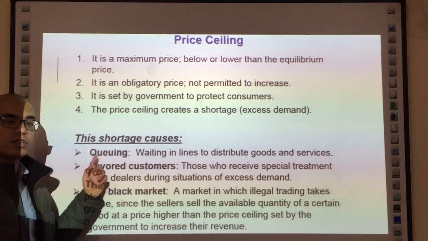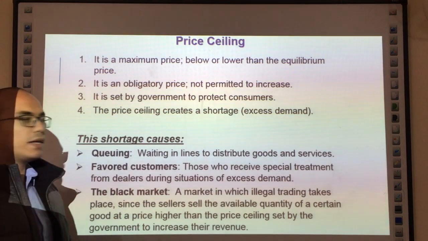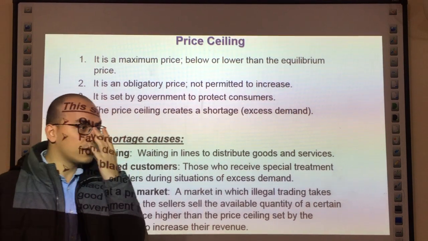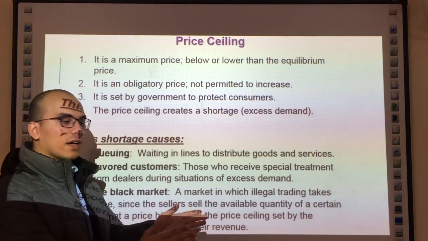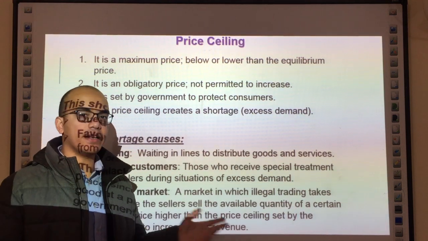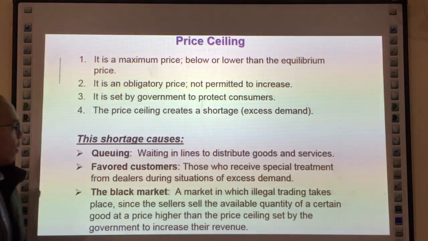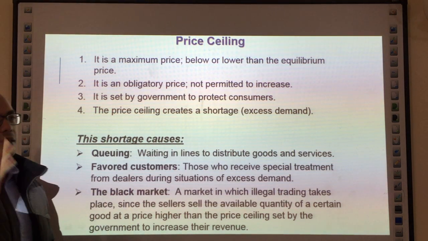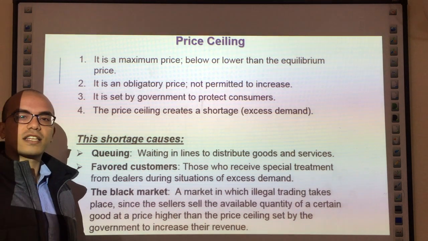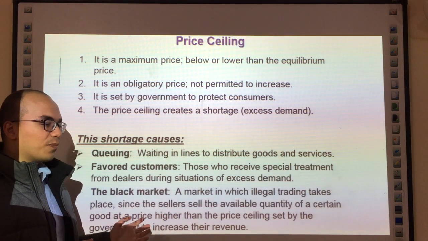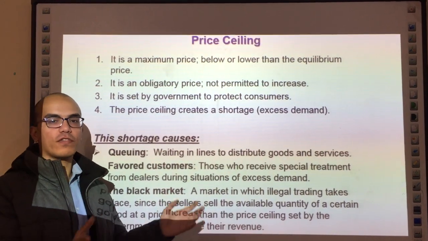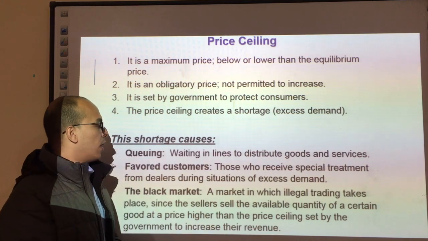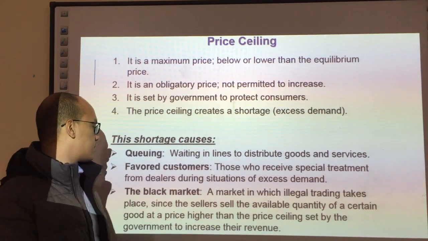Now, this shortage causes queuing, which means waiting in line to distribute the goods and services. That means people, like we all see lines to get, let's say, just bread. We all see it. Now, favorite customers. We all see this one person who skips the queue and enters the office that we're trying to get to, or gets the product in the same area, but just skips it because he's a favorite customer.